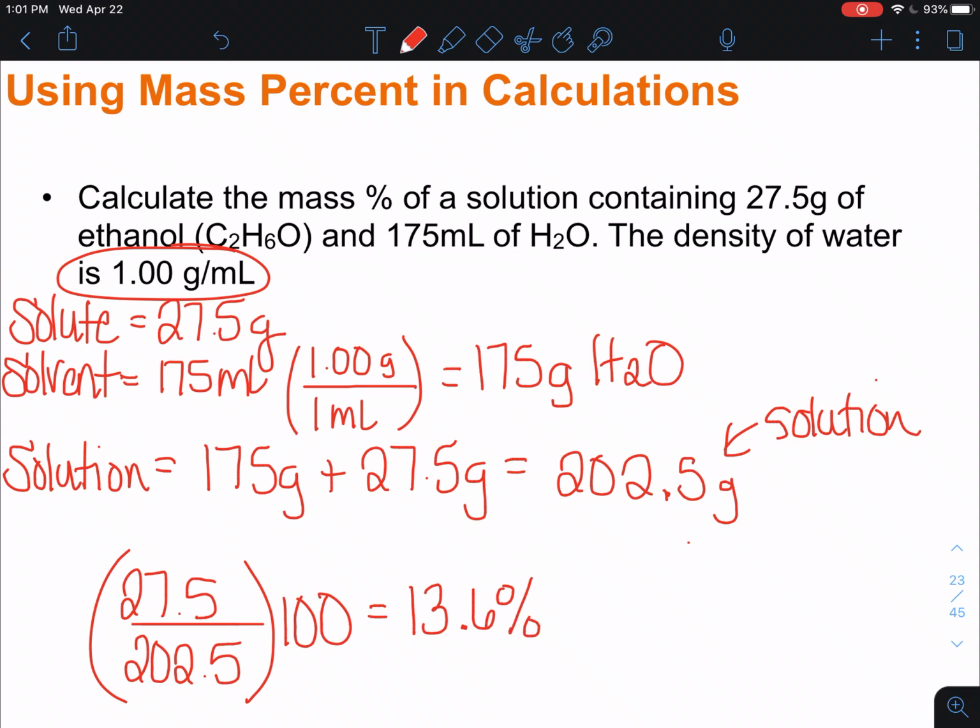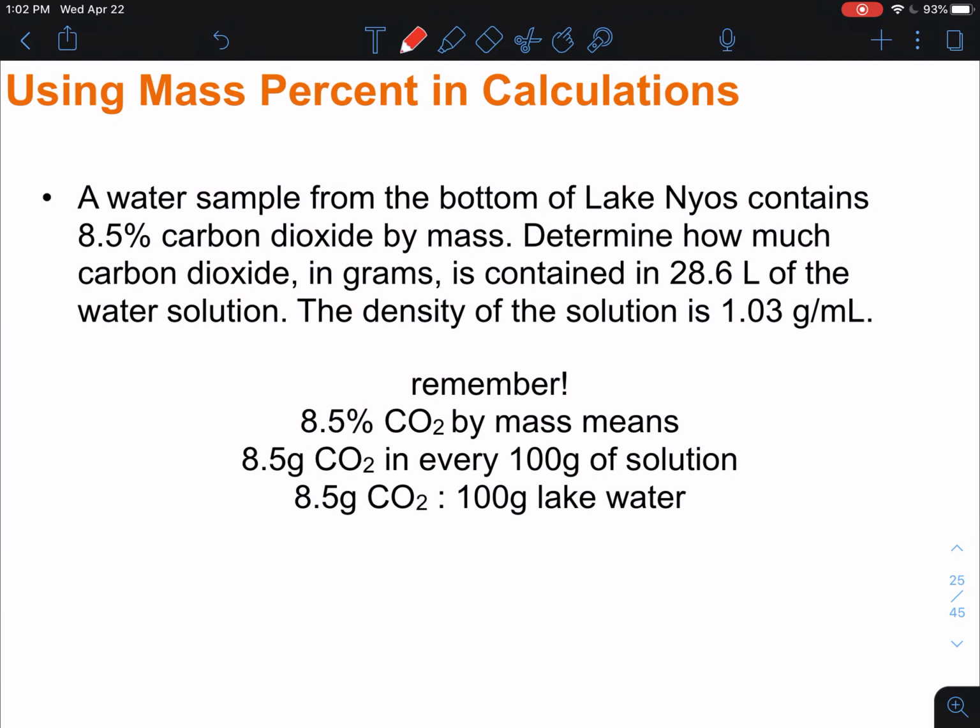So that means 13.6%. So the mass percent of a solution containing 27.5 grams of ethanol and 175 milliliters of water is 13.6%. All right, let's do another example.